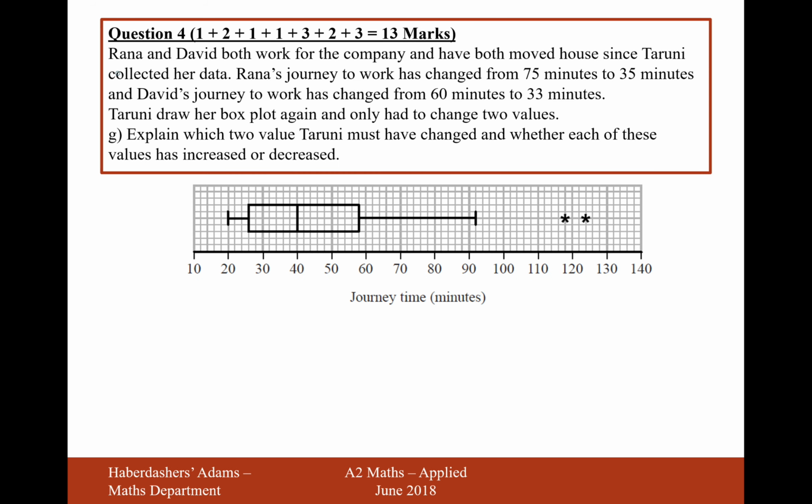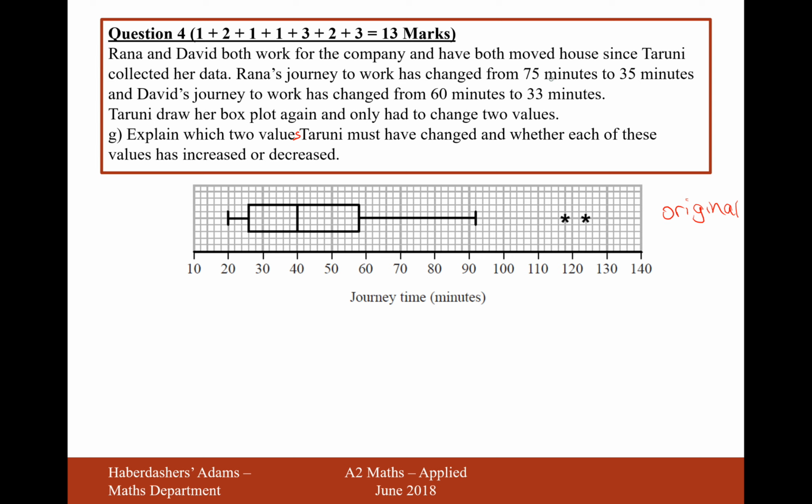Rana and David both work for the company and have both moved house since Taruni collected her data. Rana's journey to work has changed from 75 minutes to 35 minutes, and David's journey to work has changed from 60 minutes to 33 minutes. Taruni drew her box plot again and only had to change 2 values. This was the original box plot, not the changed one. Explain which two values Taruni must have changed and whether each of these values increased or decreased.